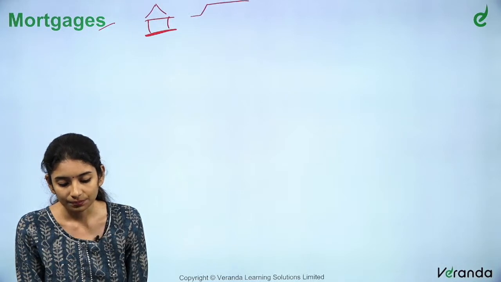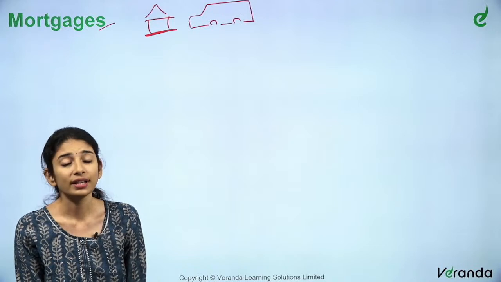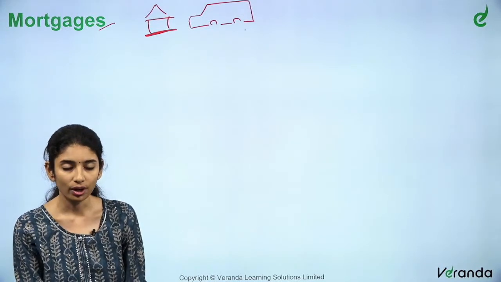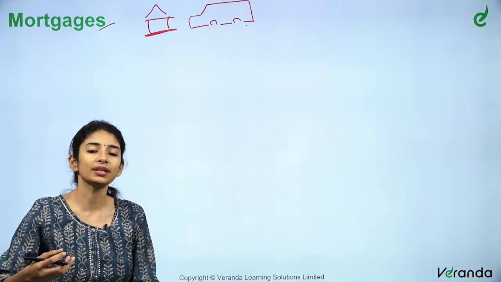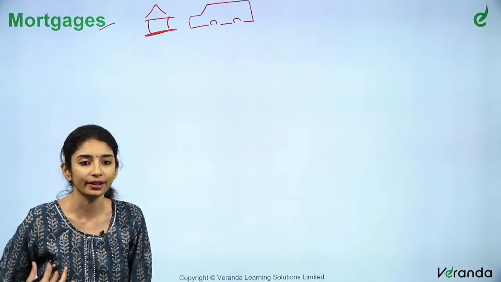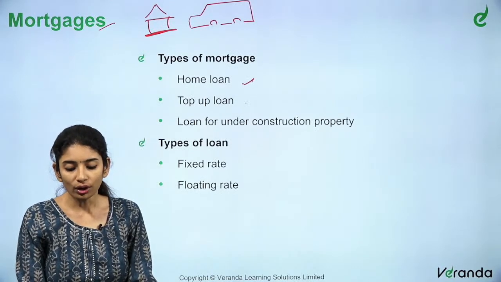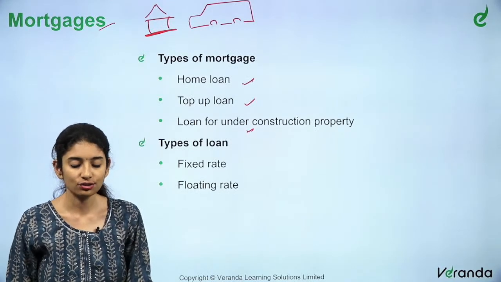Truck. So I say I have a fleet of trucks. Based on these trucks, you can give me a loan. So a mortgage is keeping something against which you can get a loan. Types of mortgages: home loan, top-up loan, loan for under construction property.